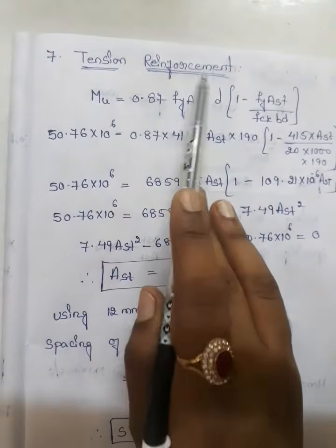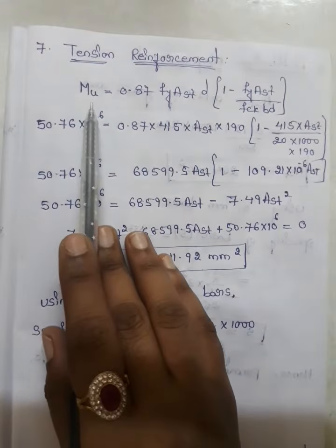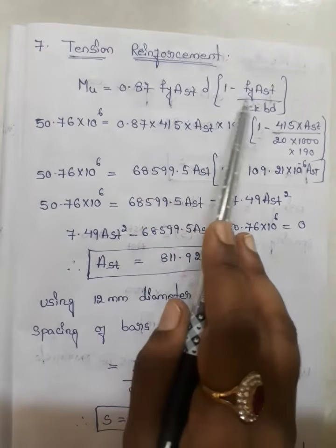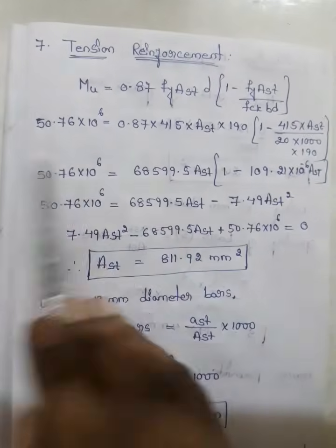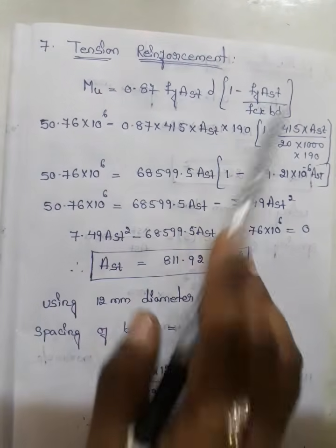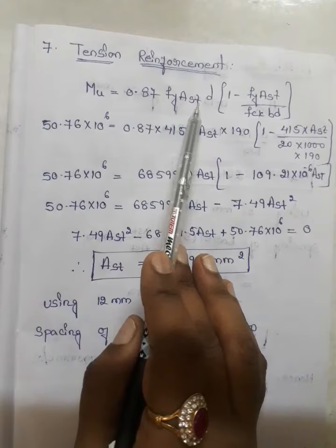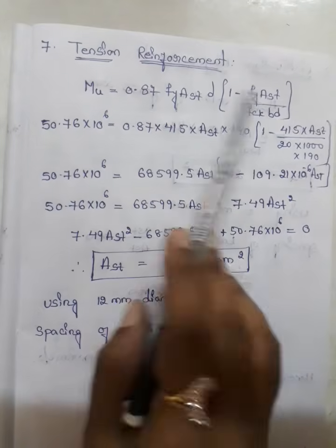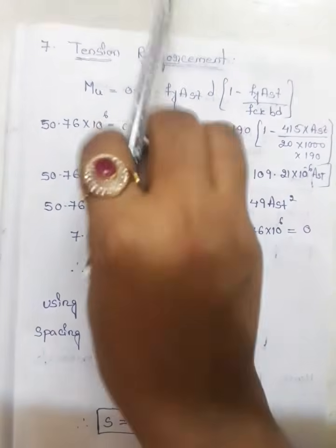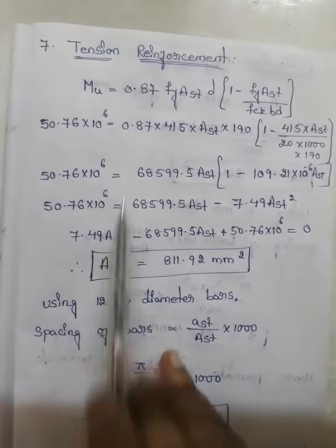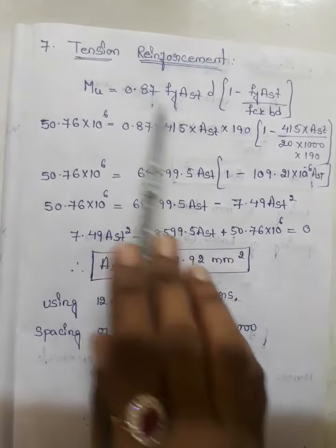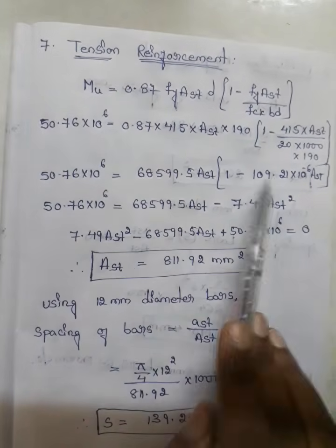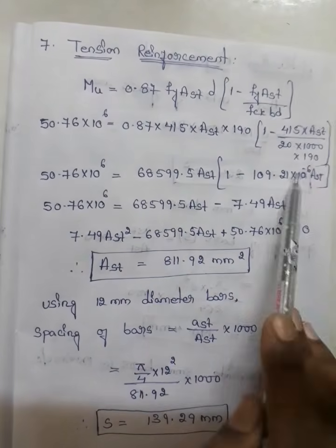So coming to the next step, tension reinforcement. As per page 96 of IS 456 2000, MU is equal to 0.87 FY AST D into 1 minus AST FY by FCK BD. Substitute all the values. You know all the values except the AST. D you know, 190, FY you know, MU you know, FCK you know, B you know. Everything you know except the AST value, so that's what we need to find. First write down this, and after that calculate this, and then this into this will give this value.